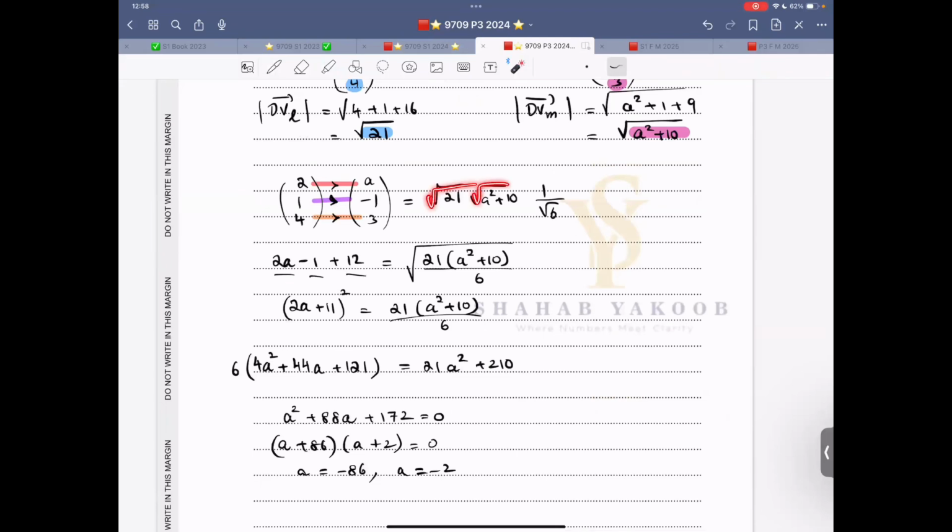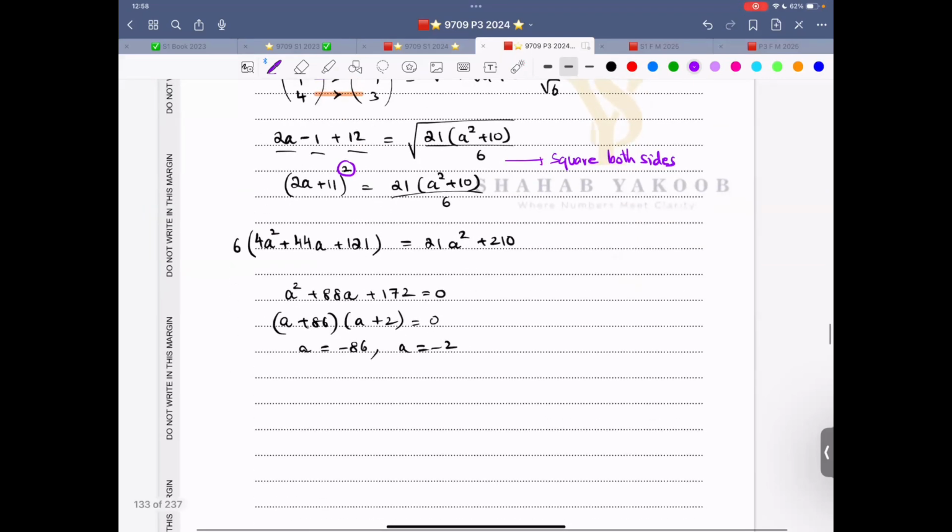There is a square root over here as well. Just take common like this. And then at this point, you can write one more step: square both sides. So when we square both sides, this becomes a square, and then you have to work it out. When you work it out, you get this quadratic equation, middle term factorization. You get two values, A is -86 and A is -2.